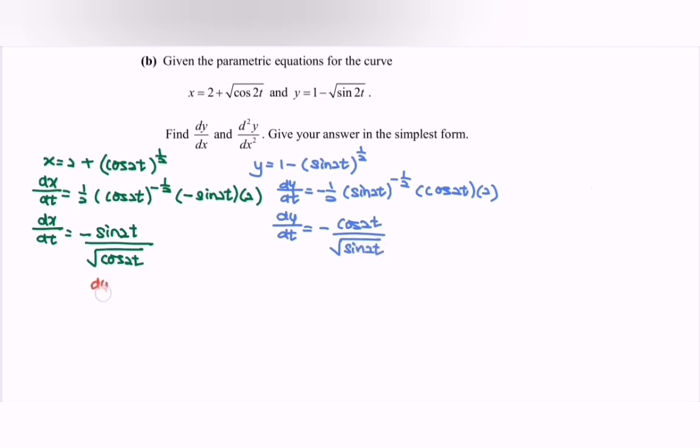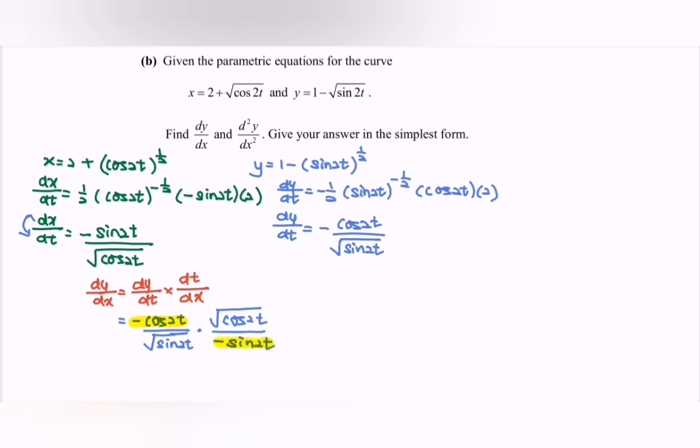Next, we have dy/dx equals dy/dt multiplied by dt/dx. So negative cos 2t over the square root of sine 2t, multiplied by, and do remember to flip this part, the square root of cos 2t over negative sine 2t. From here, the negative cos and negative sine give us cotangent 2t.